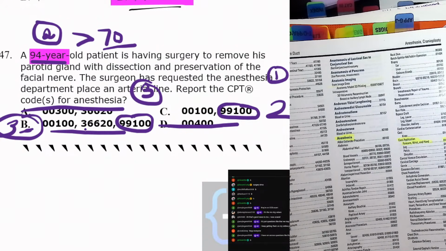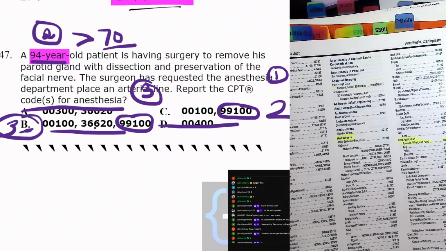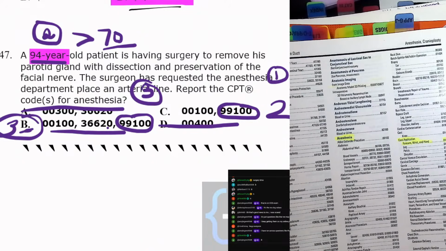I make sure that I have 36620 in my anesthesia section, at the top of the page for arterial line or at the blue guideline pages, so that I don't have to go look it up in the cardiovascular section, because it's annoying and it might more than likely come up on your exam. So be sure you have that in anesthesia.